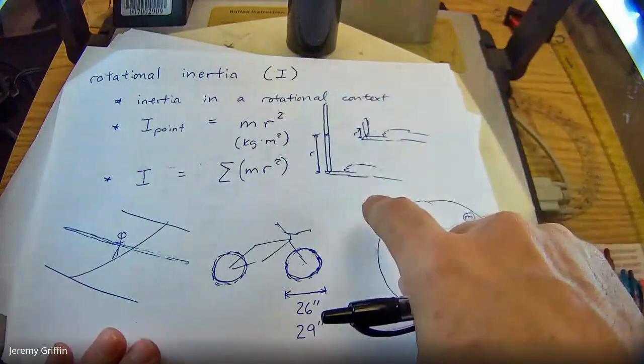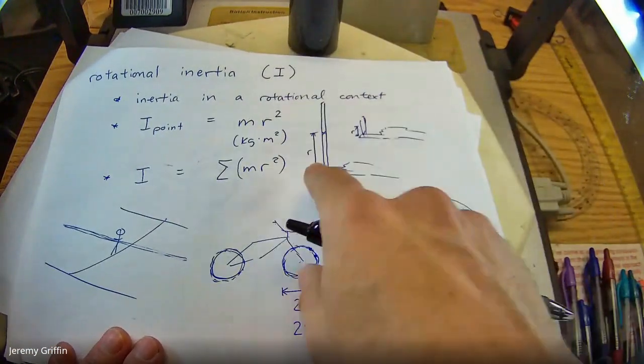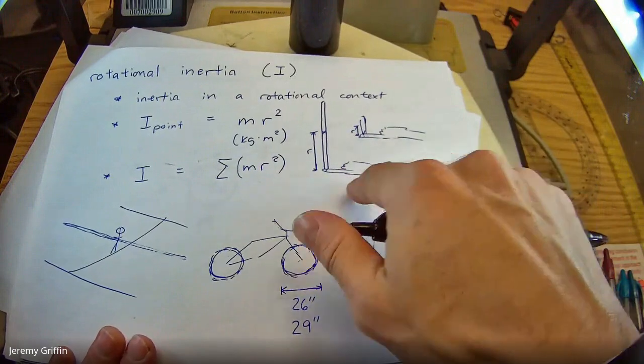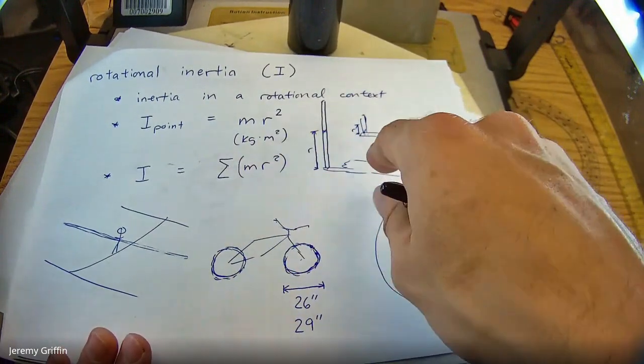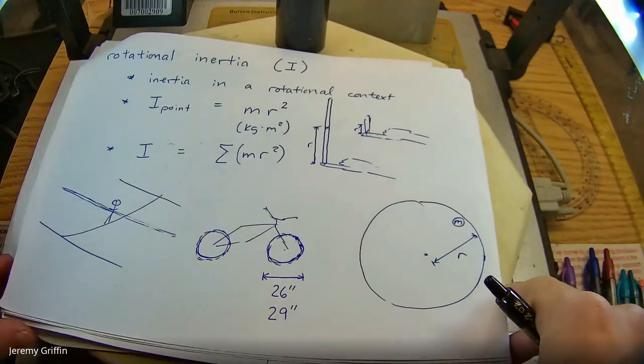We looked at a few examples: balancing a pin on your finger, nearly impossible. Balancing a meter stick, really easy. Why? It has so much more rotational inertia. MR squared for a single point, sum of mr squared for a whole rotating object.